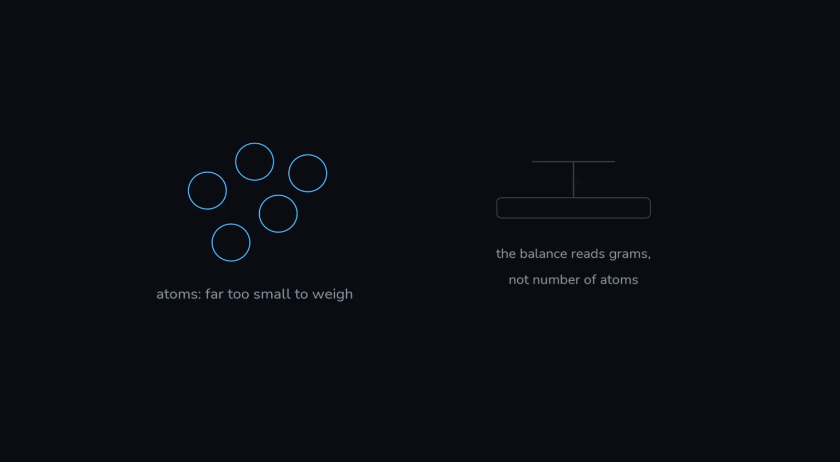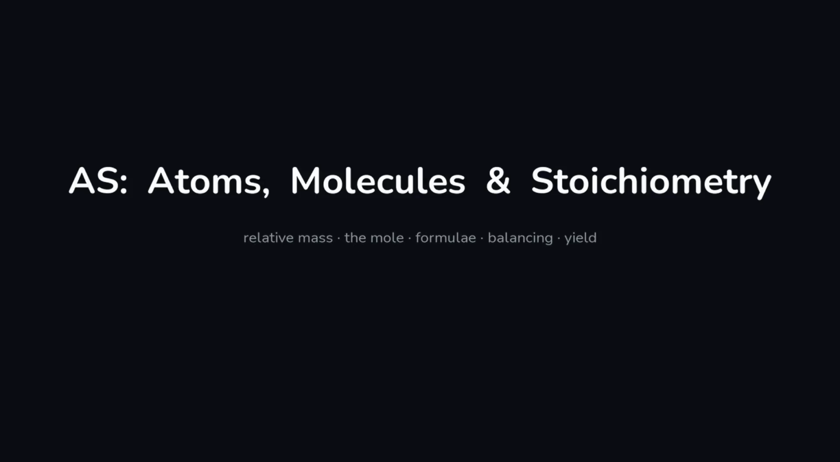This unit is the bridge from grams you can measure to atoms you must count. We fix a mass scale, define a counting unit called the mole, decode formulae, balance the books of a reaction, and finally judge how much product was truly worth making. Master this and every later calculation just falls out.